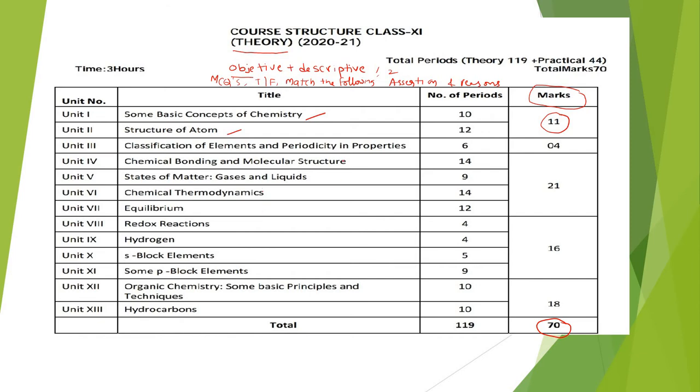And the remaining chapters, if you observe, classification of elements carries 4 marks. Chemical bonding, states of matter, thermodynamics, equilibrium, they carry 21 marks. Redox reaction, hydrogen, s-block and p-block, they carry 16 marks, and organic chemistry carries how many? 18 marks. This is about the chapters, isn't it?